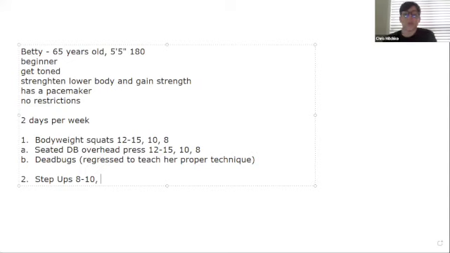Now, to further answer your question, you could do step ups all left, all right on one day. And then the next time you do step ups, you could do alternating, left, right, left, right, maybe 2 or 3 sessions in, just depending on her fitness level.